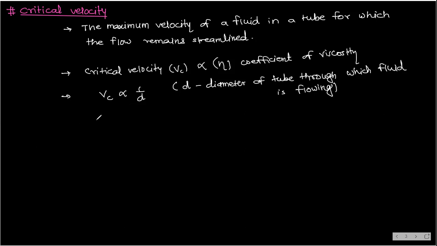Next one. We have seen critical velocity is directly proportional to the coefficient of viscosity and directly proportional to 1 by d, meaning inversely proportional to d, where d is the diameter. Also, critical velocity is inversely proportional to the density of the fluid, where rho is the density of the fluid.